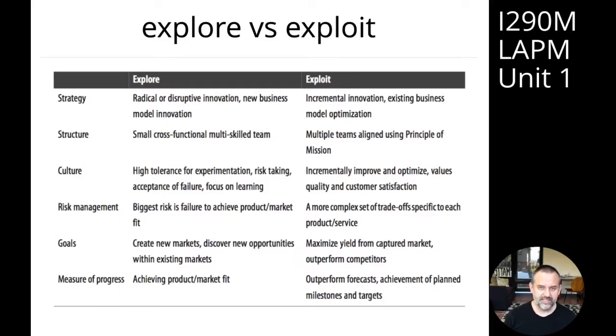For that kind of activity, it's really important to have a small cross-functional, multi-skilled team, simply because the rate at which you're moving is so fast that you need to be able to have all those people on one team, talking to each other, problem solving together. That culture is very different. You're going to fail a lot. You're going to have to try out lots of different things. So the culture is all about risk tolerance for failure and learning as rapidly as possible.